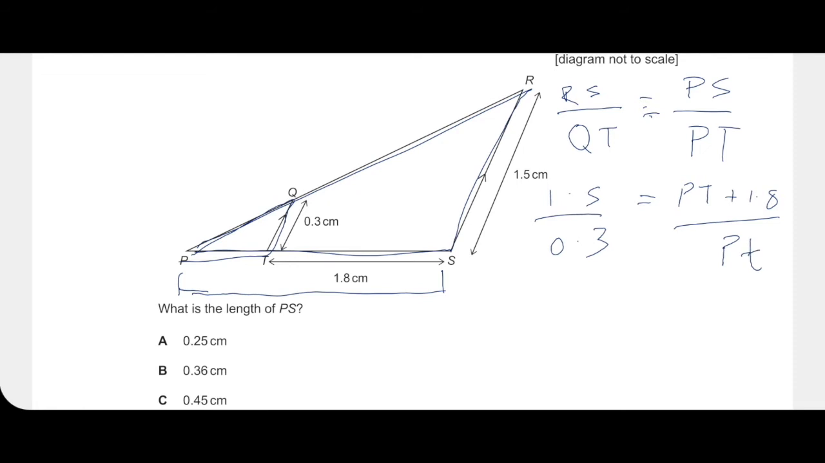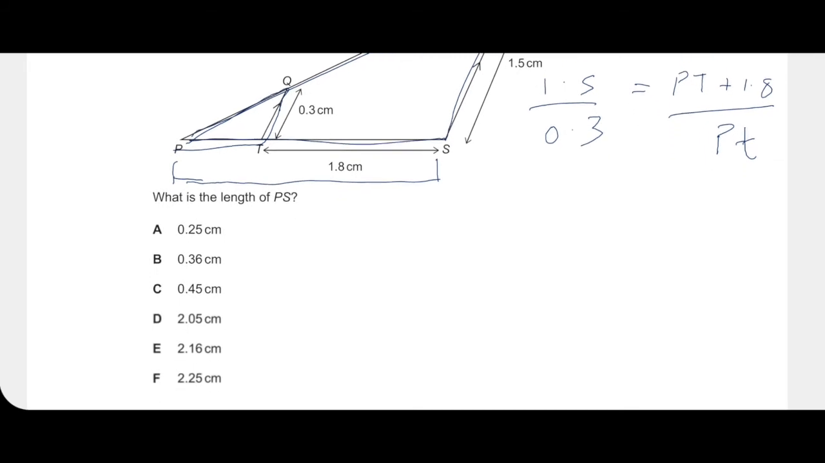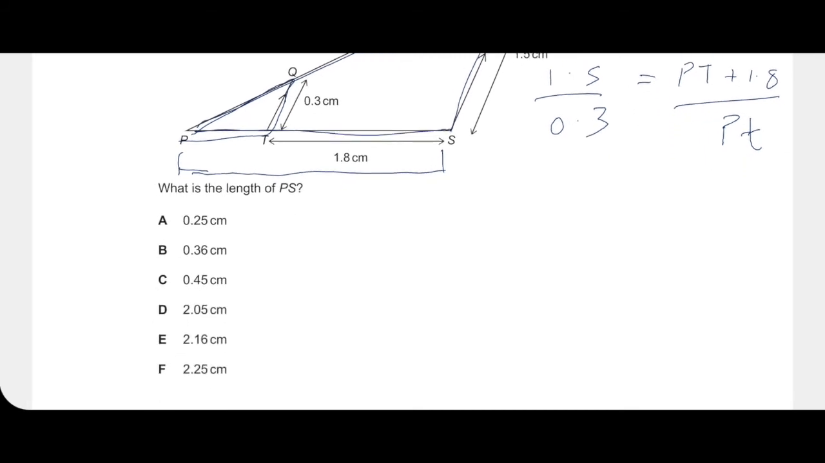So now, immediately, you should be thinking, okay, on the left-hand side, we could simplify that completely. And the left-hand side is equal to 5. 5 is equal to PT plus 1.8 over PT.